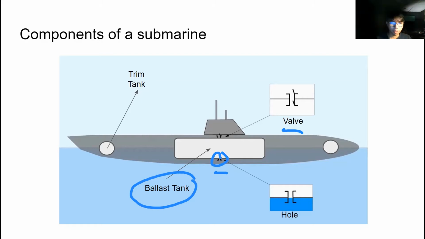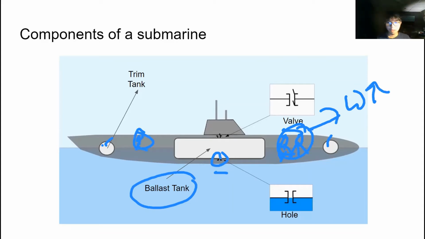And at the front and the back part of a submarine, there will be trim tanks in order to maintain the balance. For example, if there are many crew at the front part of a submarine, the weight here is higher than the rear part. So in order to maintain the balance, the submarine will fill water at the rear part of the trim tank. So the submarine will remain balanced.